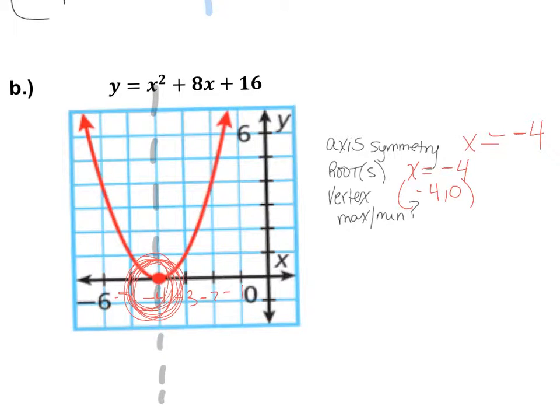Remember, there's 3 possibilities with quadratics. You could have 1 solution, 2 solutions, or 0 solutions. Is this a maximum or a minimum? A minimum. It is a minimum.